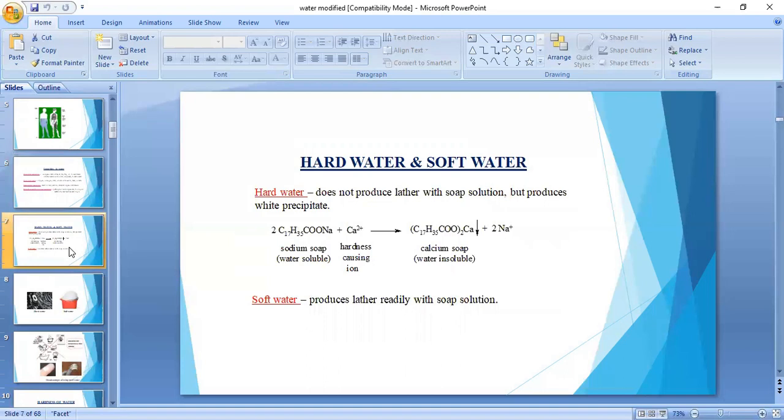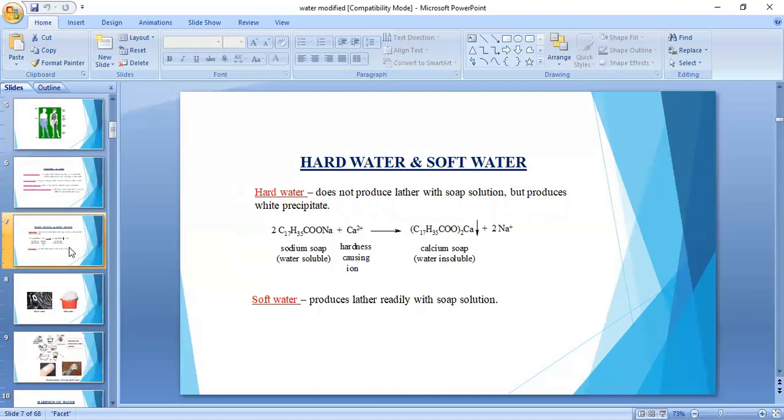Hardness in water is one of the characteristics of water which prevents lathering with soap. So hardness is the characteristic present in water which prevents the lathering of soap. Why does it not give a lather? Because of the presence of calcium, magnesium and other heavy metal salts dissolved in it.